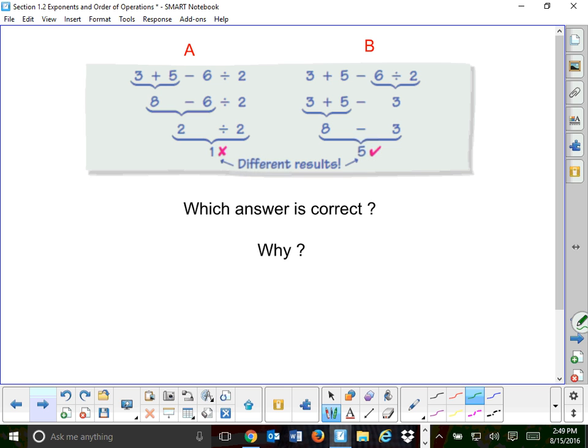Okay, so here we see a problem, and it's the same exact problem, except one was solved correctly and one was solved incorrectly. As I look at this problem on the left, they just went straight from left to right. So they did 3 plus 5 and got 8, then 8 minus 6 and got 2, and then 2 divided by 2 and got 1. And actually you can see the X here.